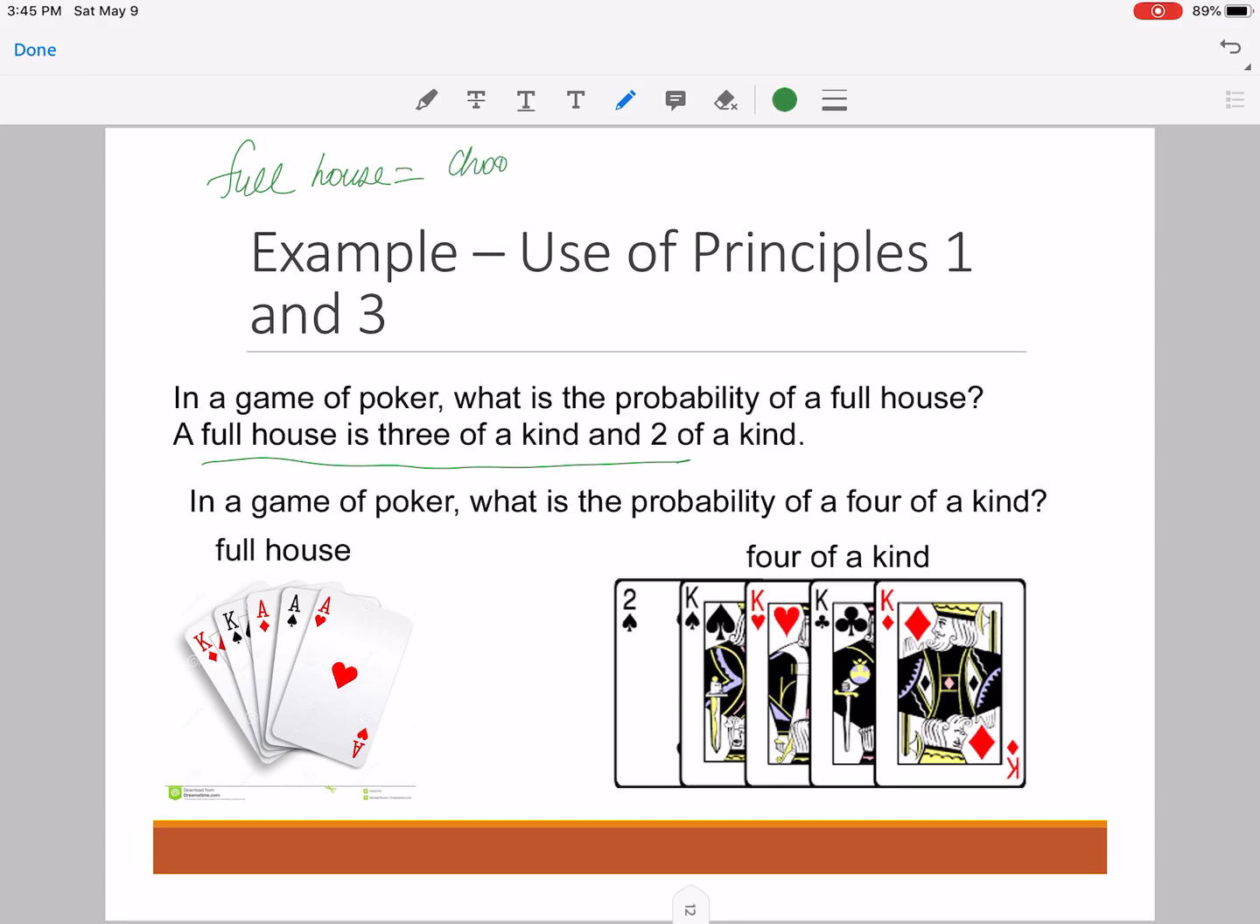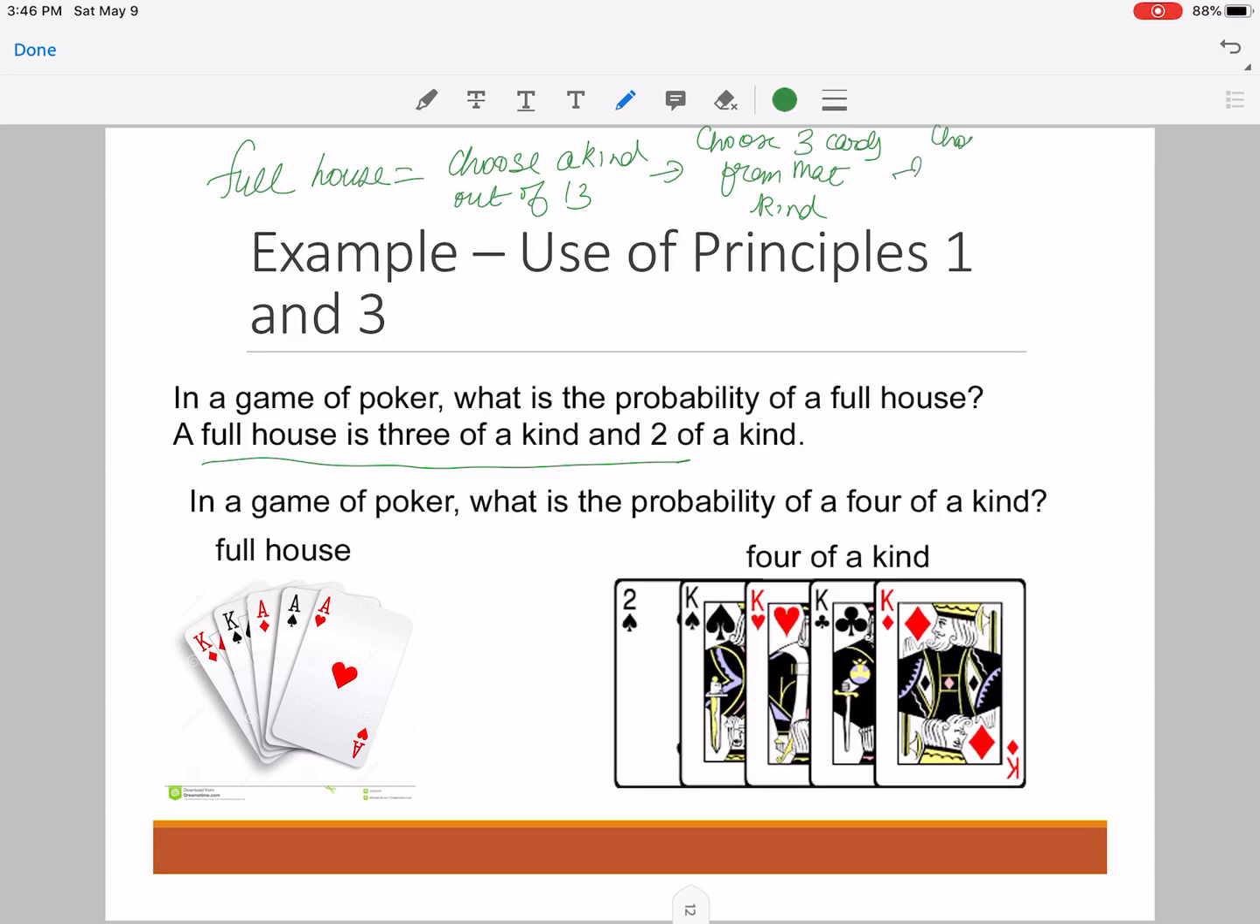Choose a kind, where a kind is either ace, 2, 3, 4, 5, 6, 7, 8, 9, 10, king, queen, jack. So there are 13 kinds. So choose a kind out of 13. Then after that, choose 3 cards from that kind. So you need to find out in how many ways you can choose 3 cards from that kind.